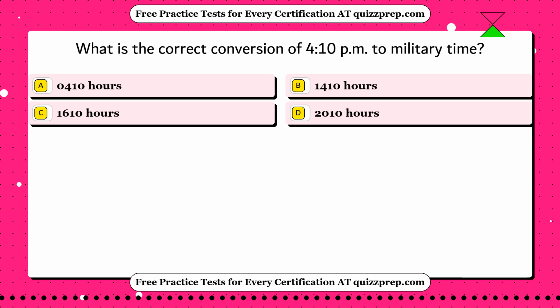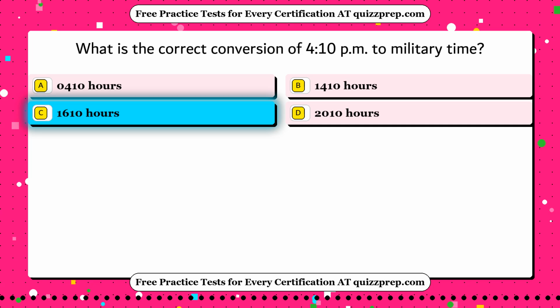Question 77. What is the correct conversion of 4:10 p.m. to military time? Option A, 0410 hours. Option B, 1410 hours. Option C, 1610 hours. Option D, 2010 hours.